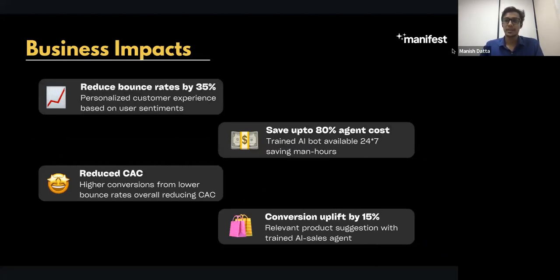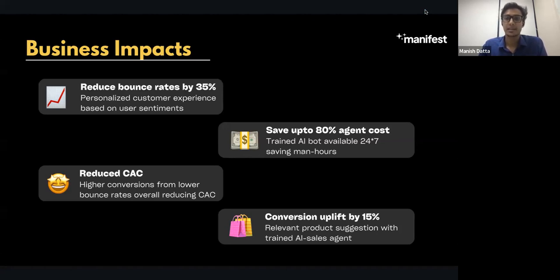Right. And this is probably the most important part for us as business owners, right? This is what we get to earn. This is what we get to take away in terms of the business impact. The bounce rates are going to plummet as you're able to engage your customers better. With the power of AI, you can significantly reduce the agent costs you face, right? Some of the brands we've been working with have been able to reduce up to 80% of the cost they had to incur earlier for hiring real human agents.